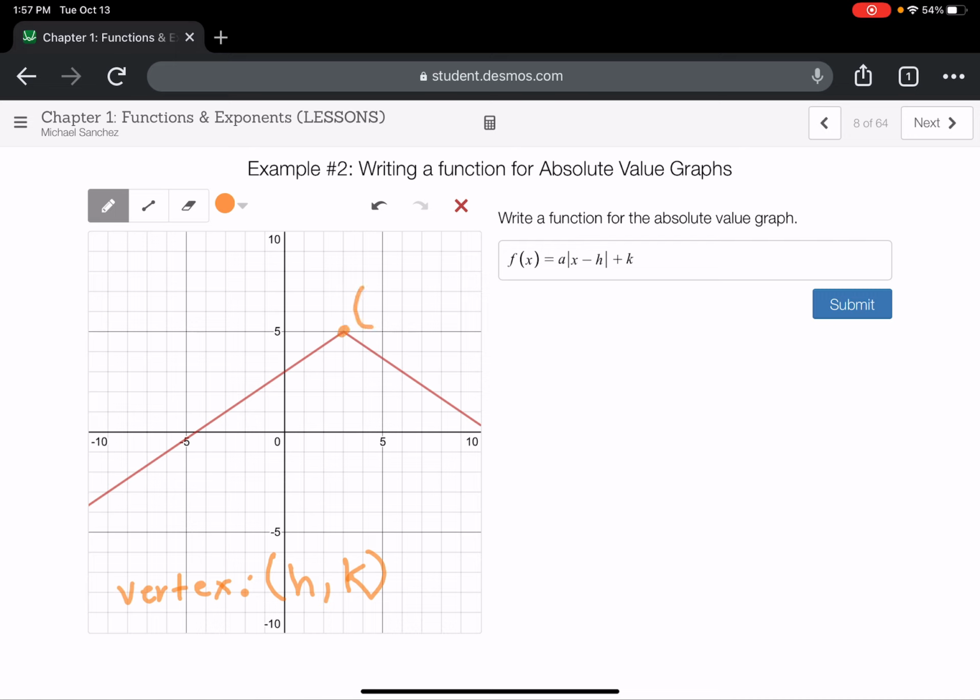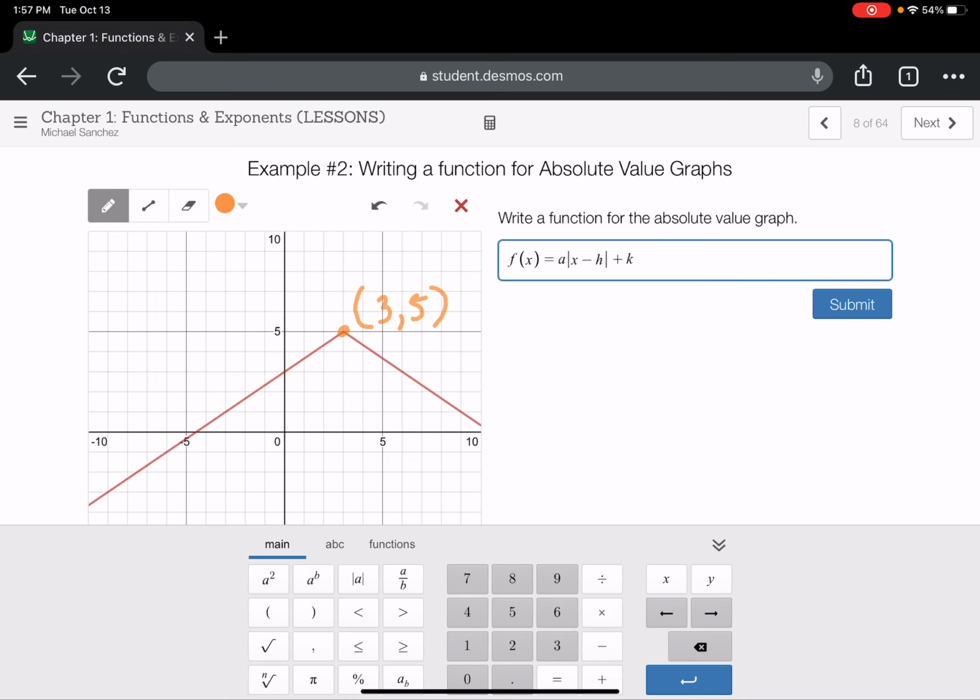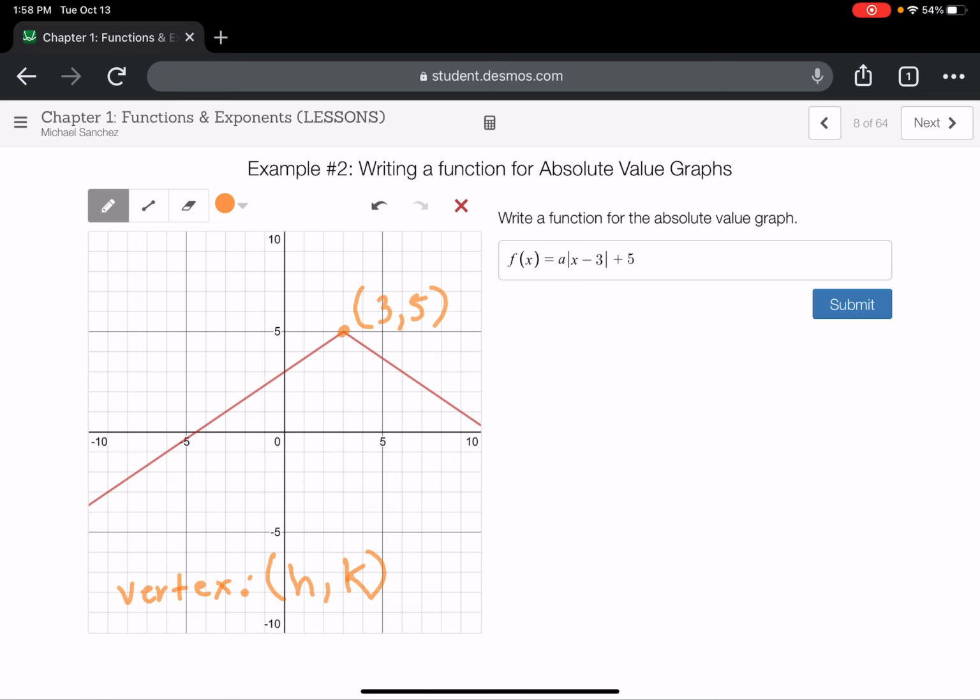The coordinates to this point are 3, 5. So that means that h is equal to 3 and k is equal to 5. So I'm going to replace just the h, not the sign. I'm not going to change the sign. I'm going to say that's a 3. I'm going to replace the k with a 5. And we're almost done with our function.